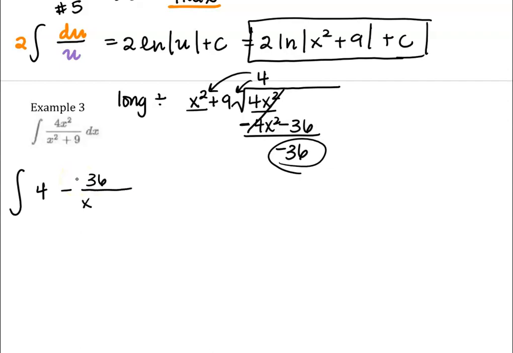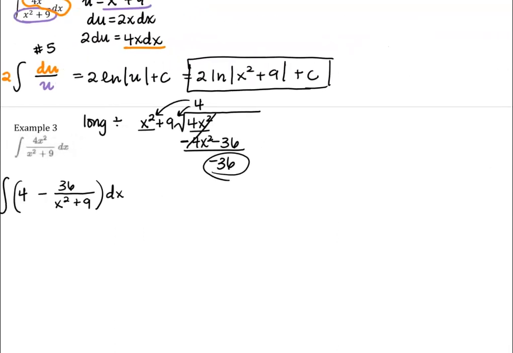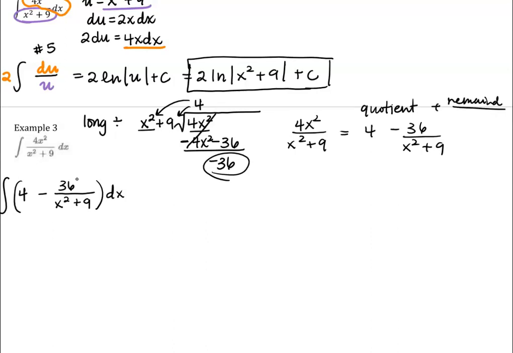And the remainder stays over the divisor. So it's really quick, like a sidebar. We did this division, and the answer we got was 4 minus 36 over x squared plus 9, because we got quotient plus remainder over divisor. So we did that division and then we replaced what we were integrating.